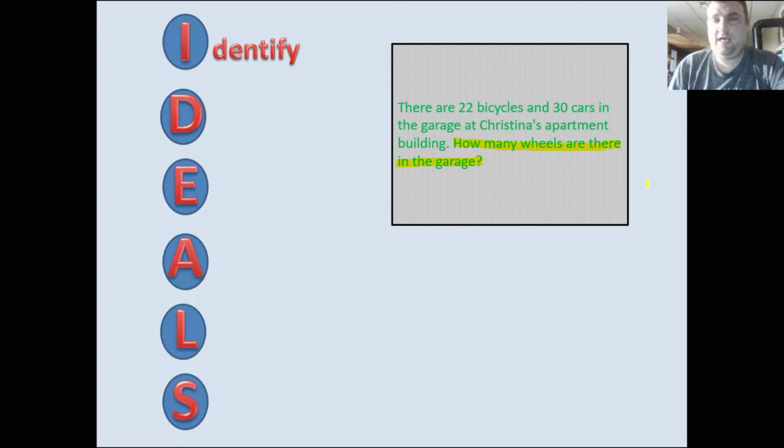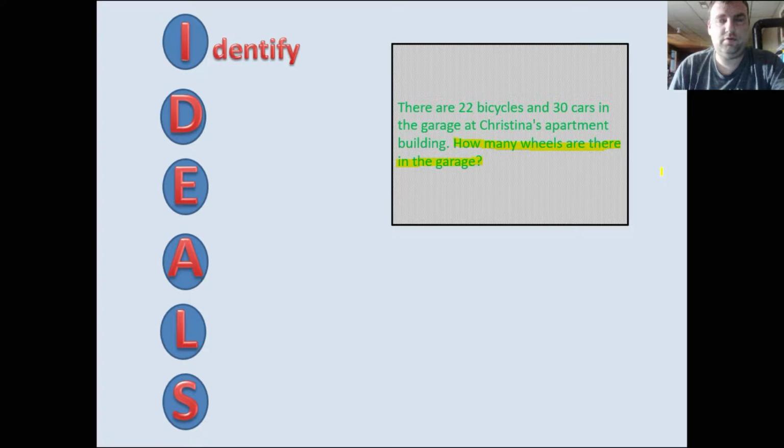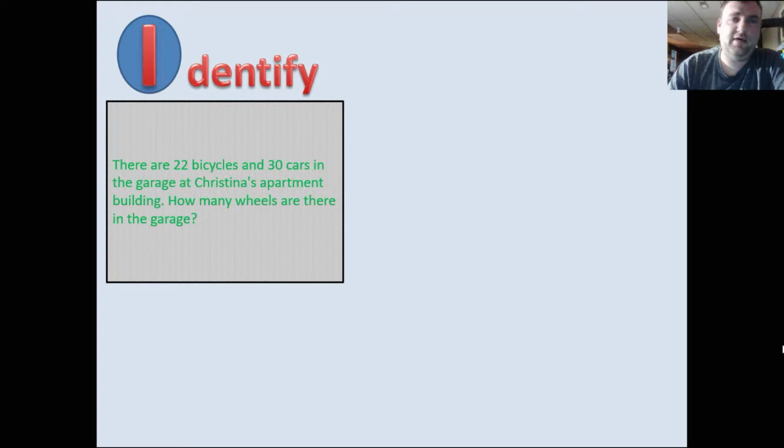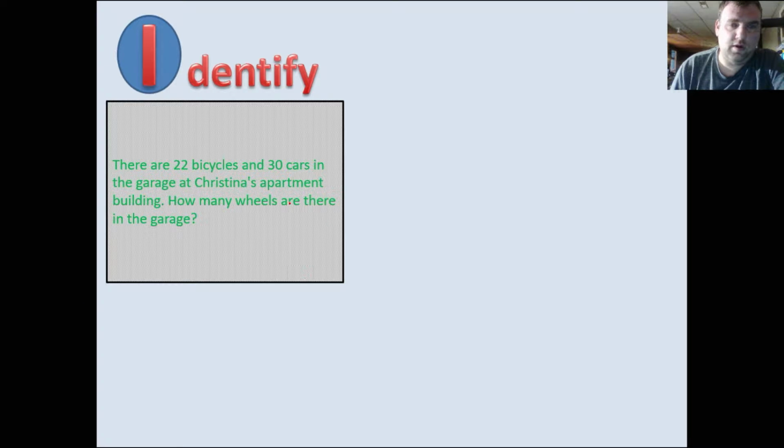So that was the first step. We have identified what we need to. Identify is the easy one. Sometimes it's not. Sometimes identify can be the one that's the hardest because the questions can get a little bit more complex. But in this case, it did not. So we identified it. Identify, we're done. So what we can do is say, okay, we know that we need to know how many wheels are in the garage.